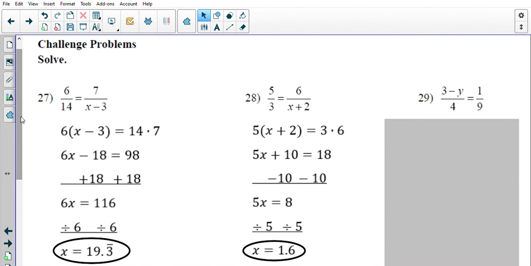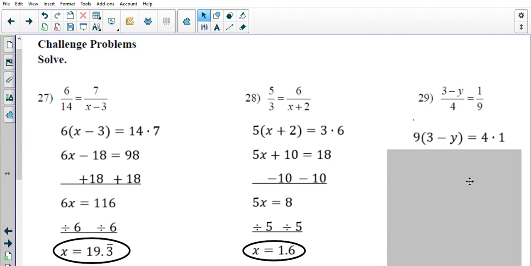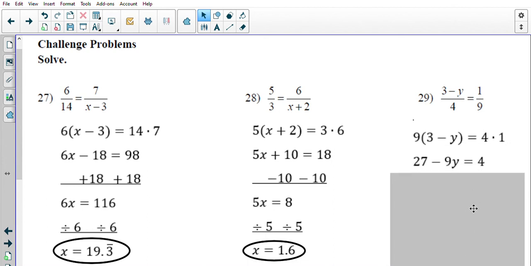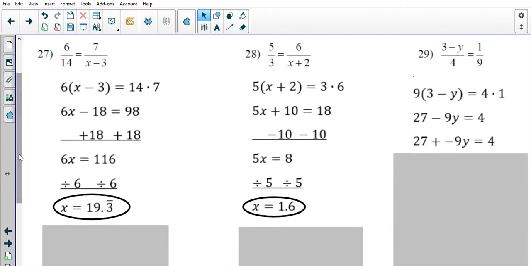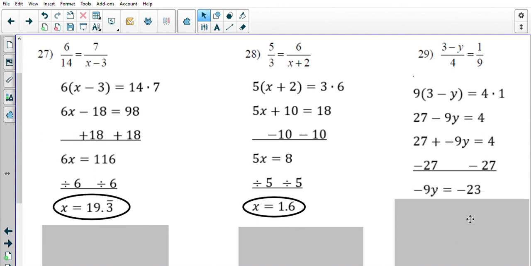We'll take 9 times in parentheses 3 minus y equals 4 times 1, which is 4. Distribute, 9 times 3 is 27, minus 9 times y. So we have 27 minus 9y equals 4. Don't forget, though, if your variable comes after subtraction, you should add the opposite. So I wrote this as 27 plus negative 9y equals 4. Subtract 27 from both sides to get negative 9y equals negative 23. Divide both sides by negative 9.